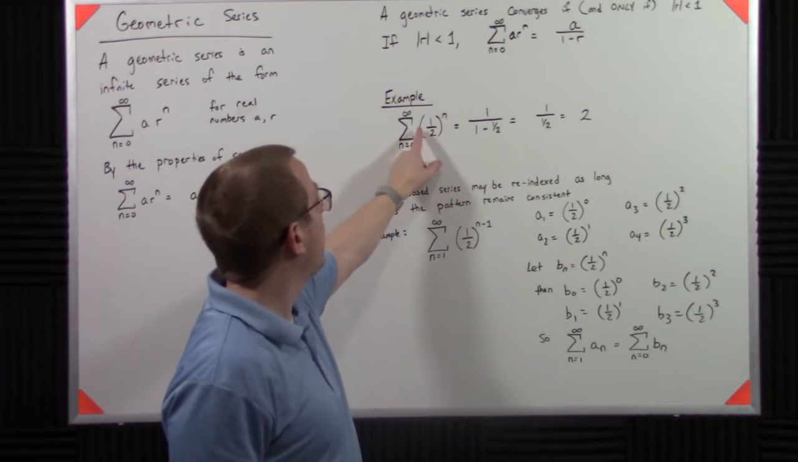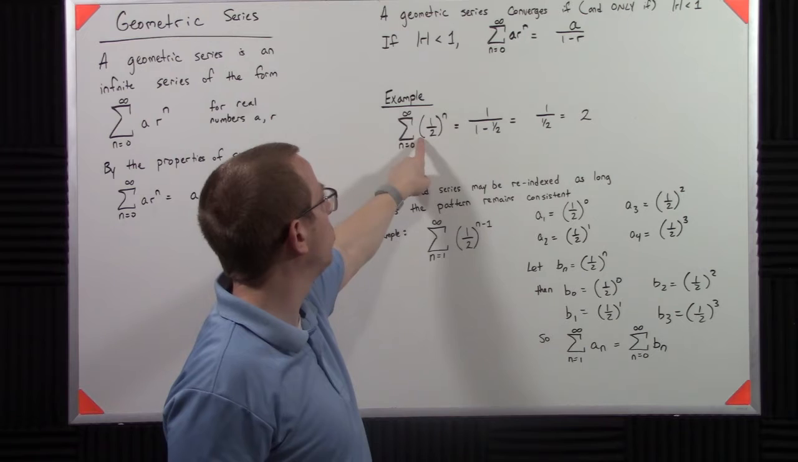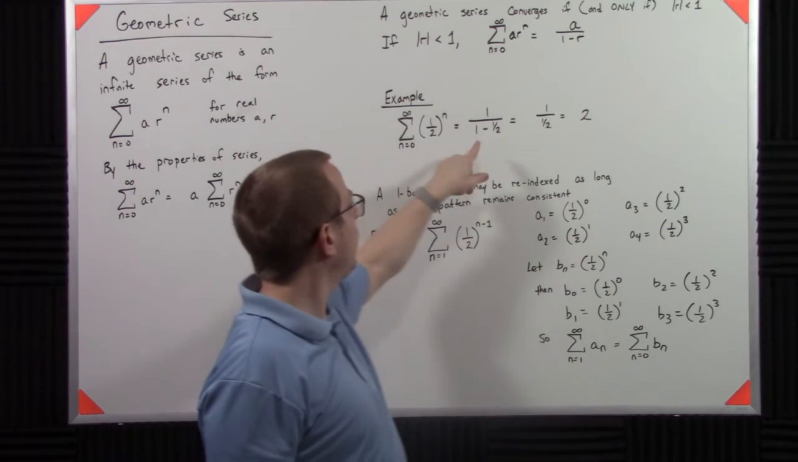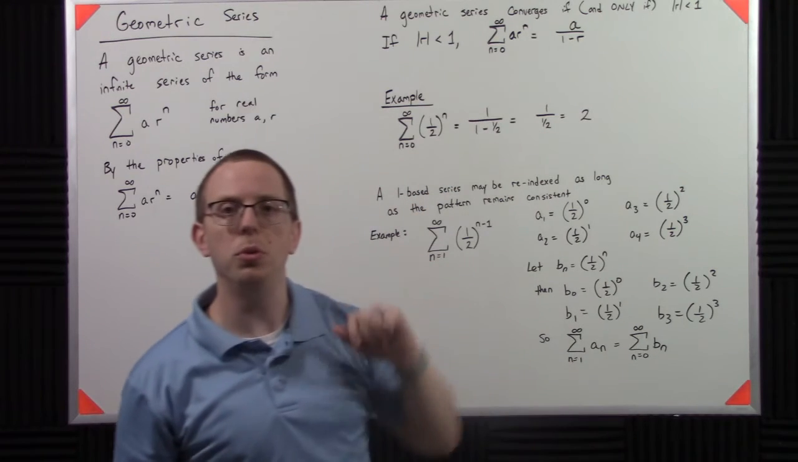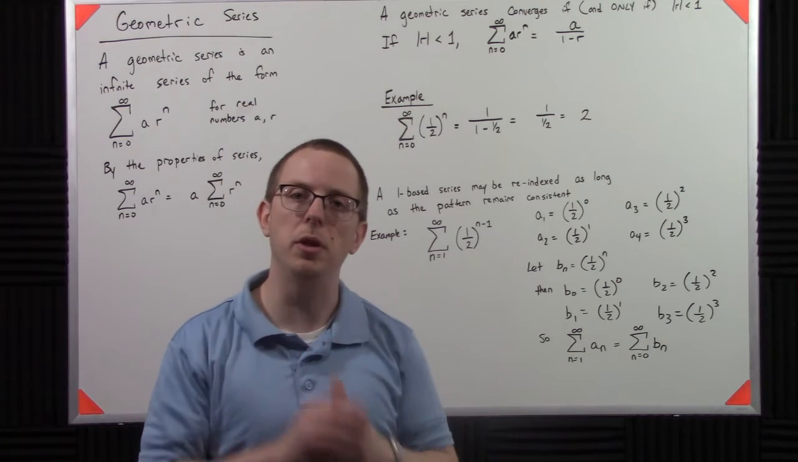And then in this particular case, a is equal to 1, because it's not present, but it's clear that a is equal to 1. So you have 1 over 1 minus a half. Well, that equals 1 over a half, which becomes 2. So that's a pretty simple example, but you'll find that most geometric series can be manipulated to that.